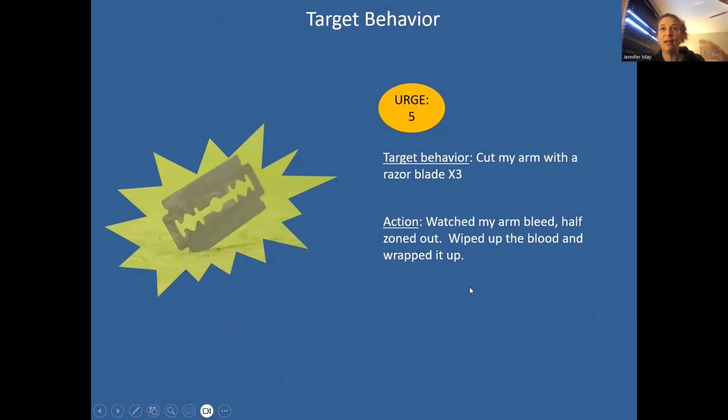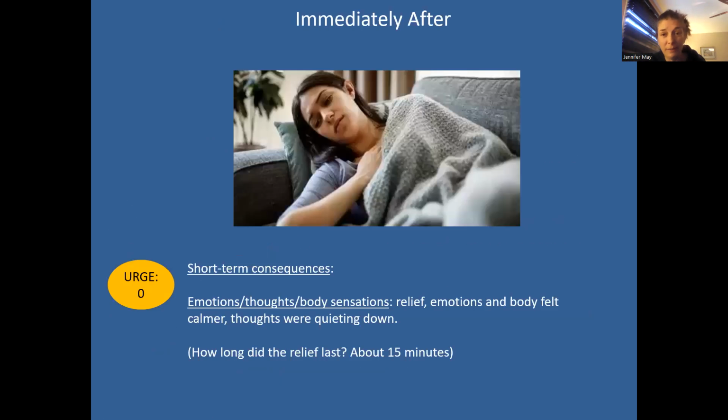With the urge being 5, she goes ahead and cuts her arms with a razor blade, kind of zoned out, maybe watching the bleeding or sopping it up, in that slightly dissociated zone of just me and my target behavior, and everything else is disappearing. Immediately after, the short-term consequences: she feels some level of relief, and maybe her emotions and body feel calmer.